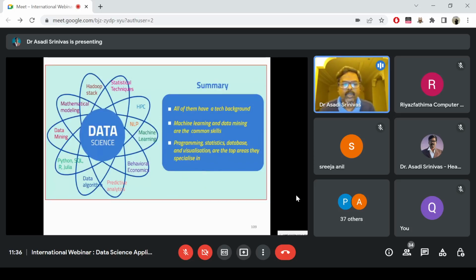Summary: I am closing the theory part. Now I am going to demonstrate all the various applications.